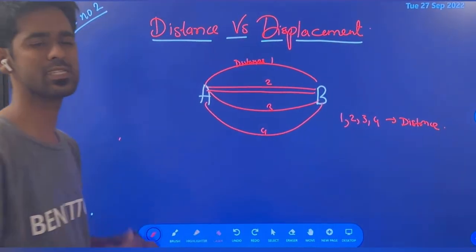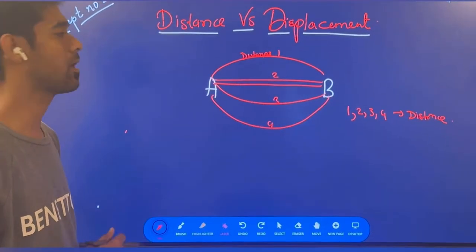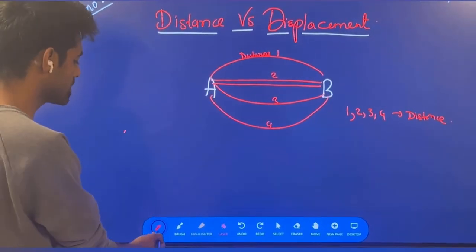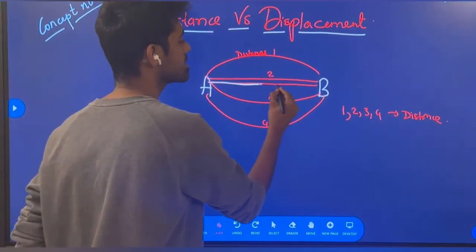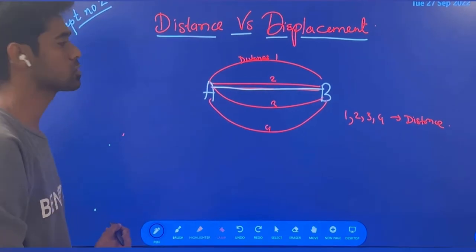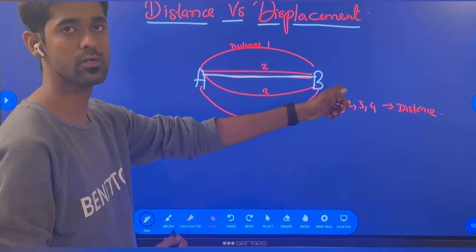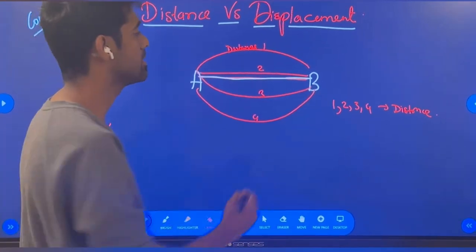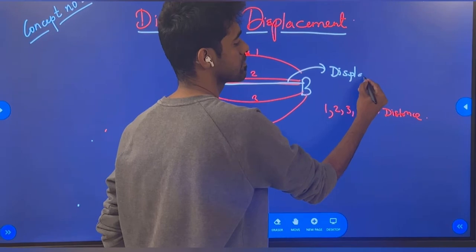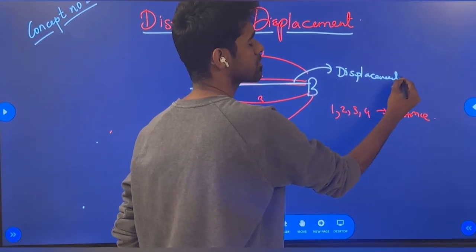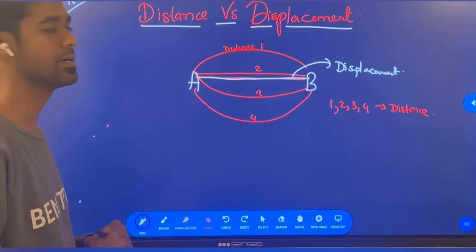So distance travelled is any path travelled between any 2 points. Alright, now here comes the catch. Then what is displacement? Displacement is nothing but the shortest distance between the 2 points. So if I have to go from A to B and I am taking this straight route, which is the shortest possible route, this is my displacement. So the shortest possible path between any 2 points is called displacement.